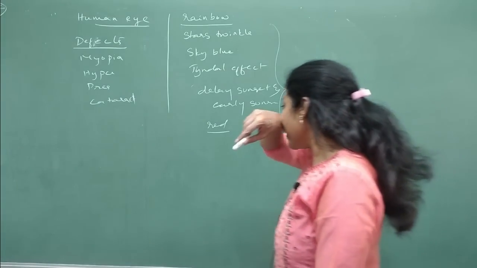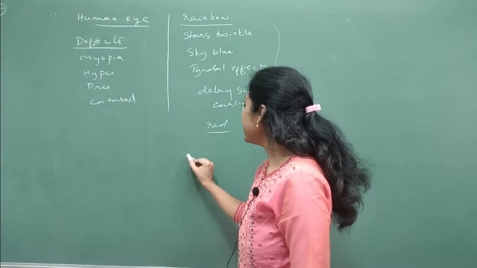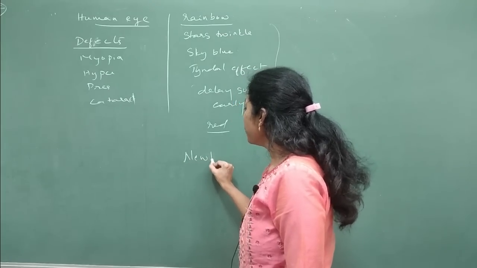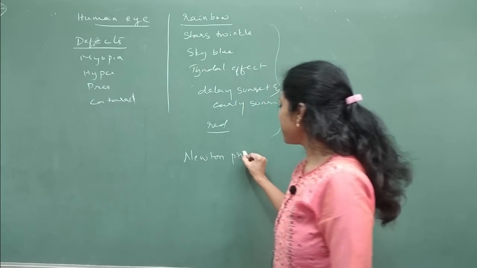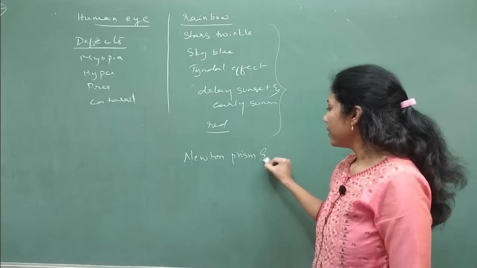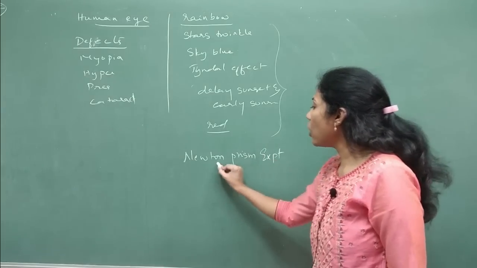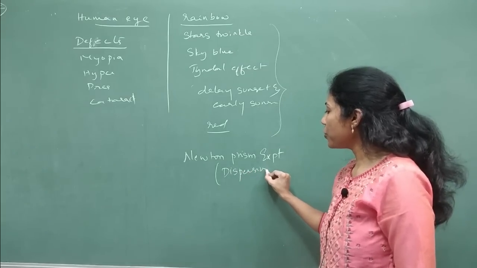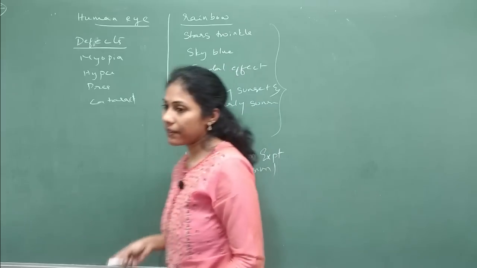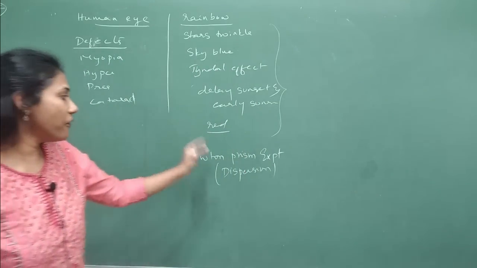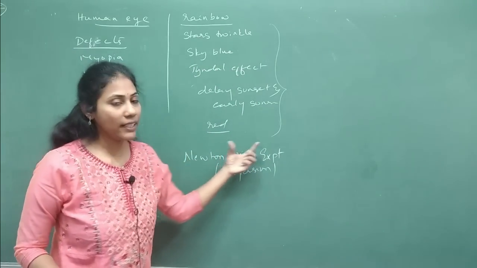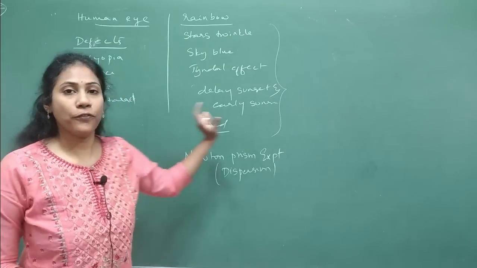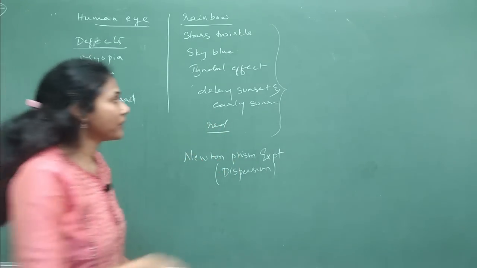And then prism experiments, right? Newton's prism experiment also don't forget. He has done an experiment on dispersion of light, right? So about the dispersion of light, whatever the experiment, the recombination of white light experiment is there, no? That one also you have to focus on. So these are the things that you should focus on from this particular chapter.